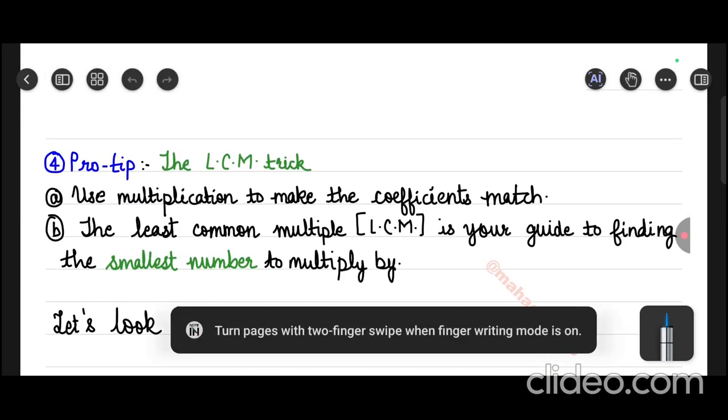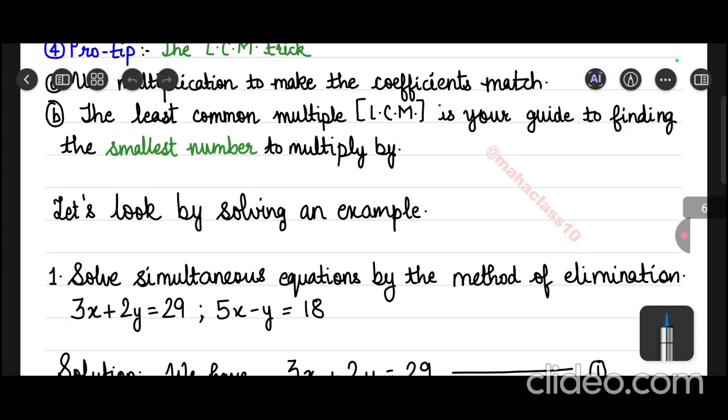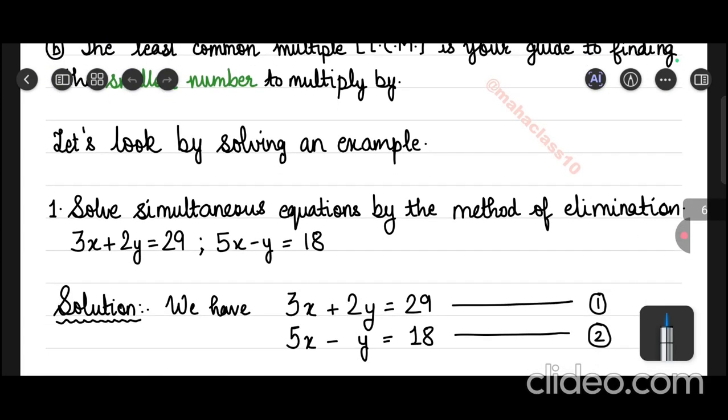Now, in this method, we have to use the LCM trick. There is an LCM trick to make the coefficients match. So how to do it? First use multiplication to make the coefficients match. The least common multiple, LCM, is your guide to finding the smallest number to multiply by. Now let's look at an example and see what this method is all about.